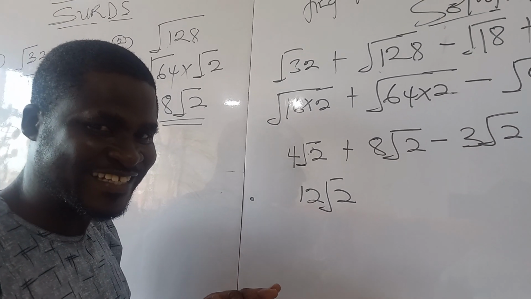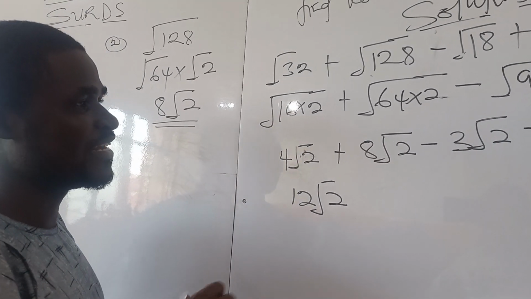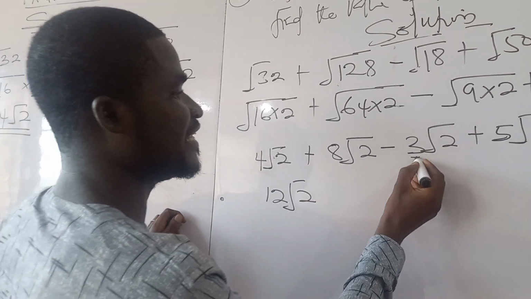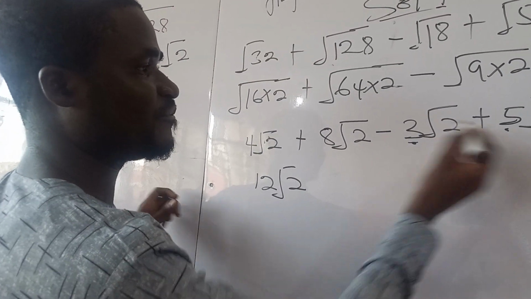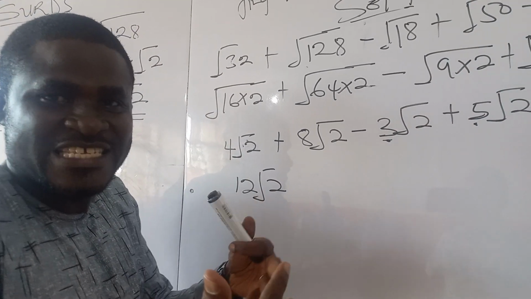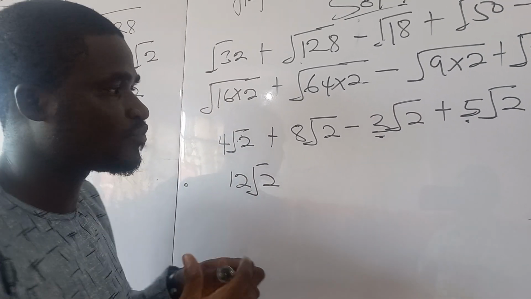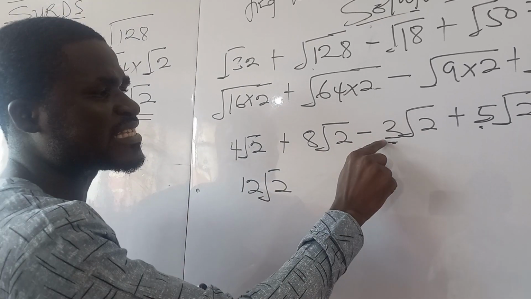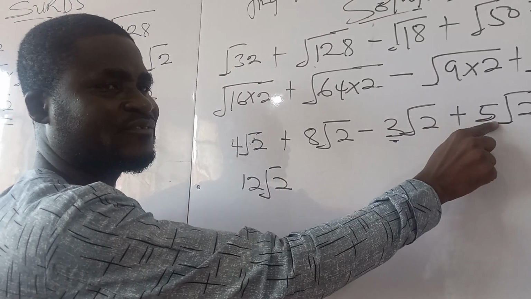Are you getting it? That's good. Now, let's come here. There's 3 here and there's 5. Now, we have root 2. They are like terms, so we can add them. Now, take note. Here's negative 3 plus 5.